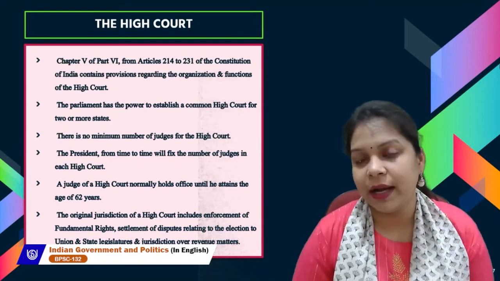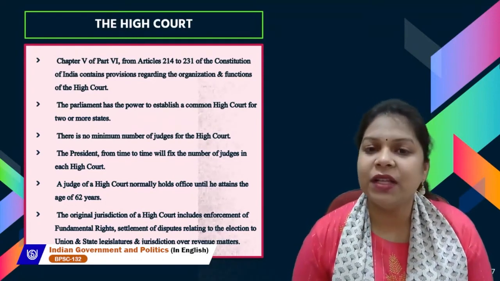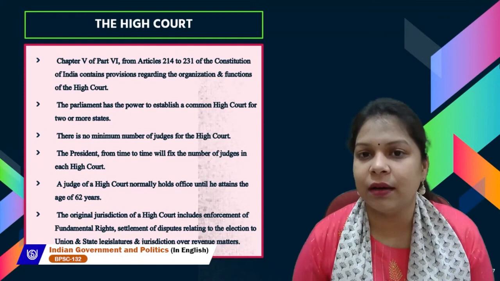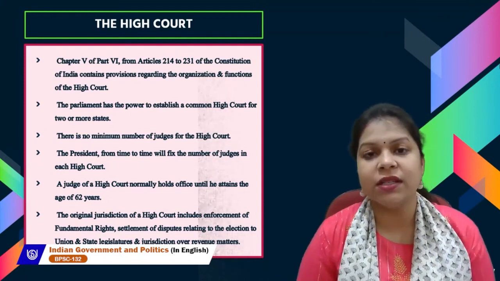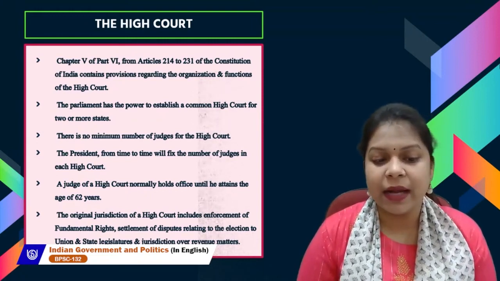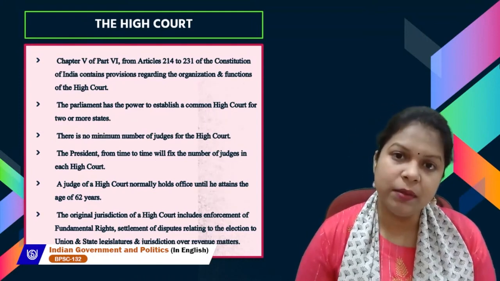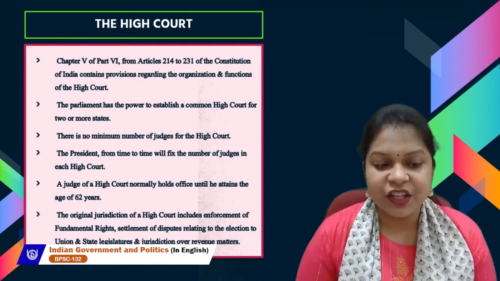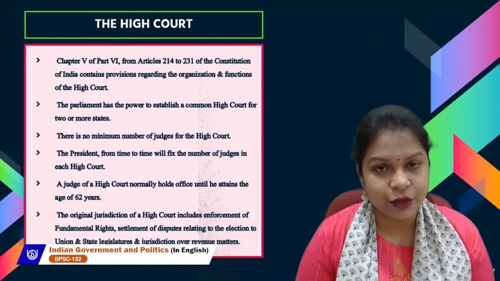So, as we have read in the part on the Supreme Court, there should be one Chief Justice and 26 judges. But in the High Court, the number of judges is not fixed. The President from time to time will fix the number of judges in each High Court. It is upon the President to decide. A judge of a High Court normally holds office until he attains the age of 62 years.